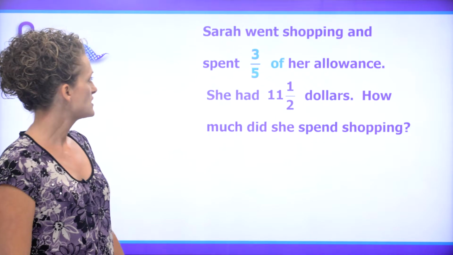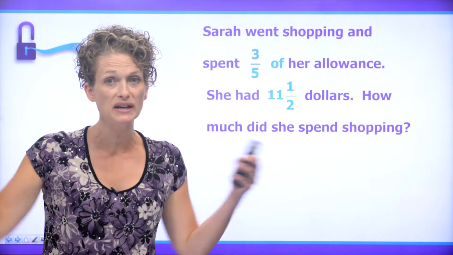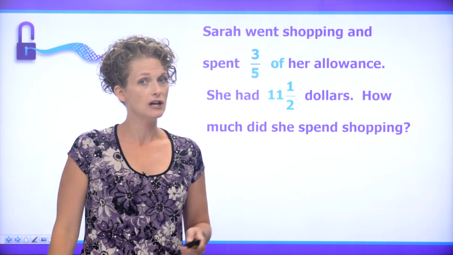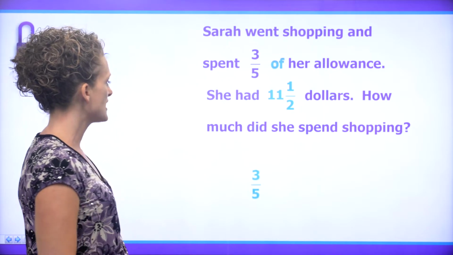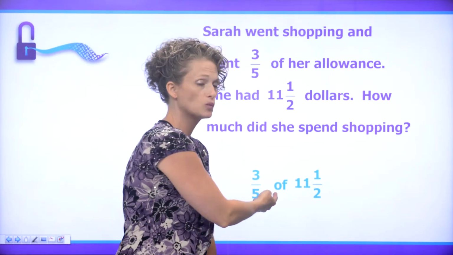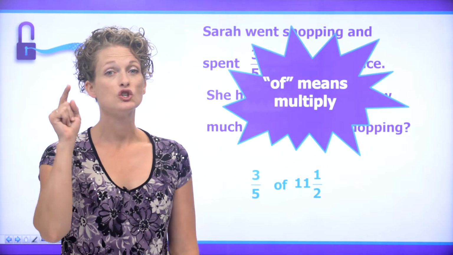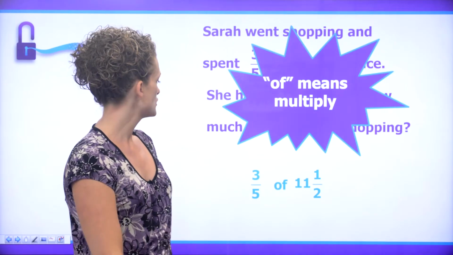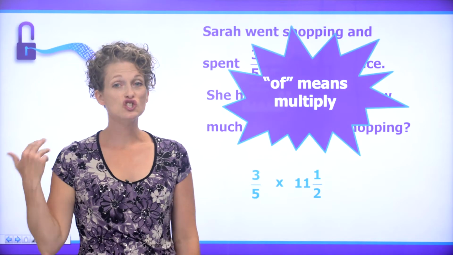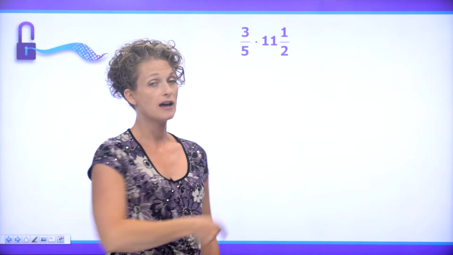So we would need to look at the important information in the question. There's a whole bunch of words there, but let's pick out the important parts. What we really want to look at is 3/5 of 11.5. So we can put that together actually in a sentence, and you see this word of, which is a really important word, that always means to multiply. So we're going to change that to a multiplication, and now we have a problem that looks just like the other questions we did. So we have 3/5 times 11.5.